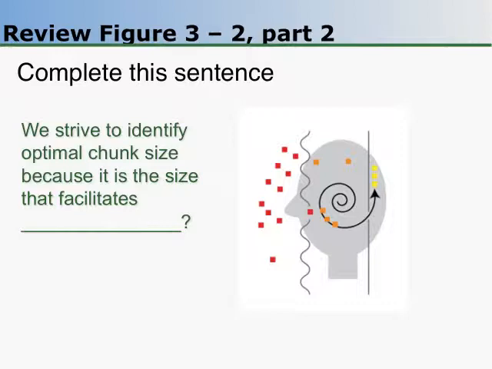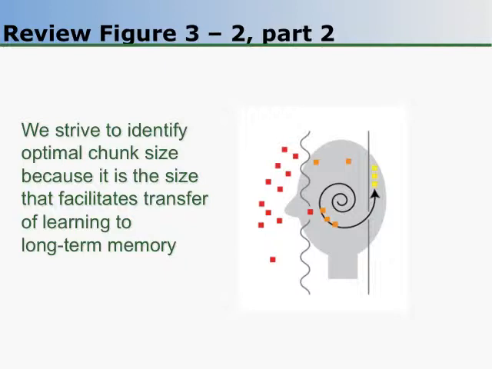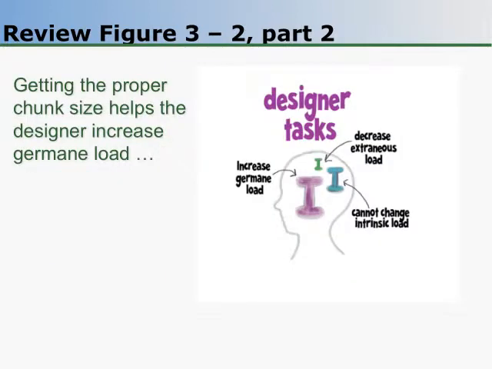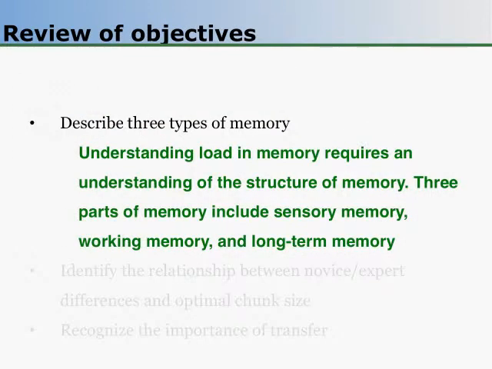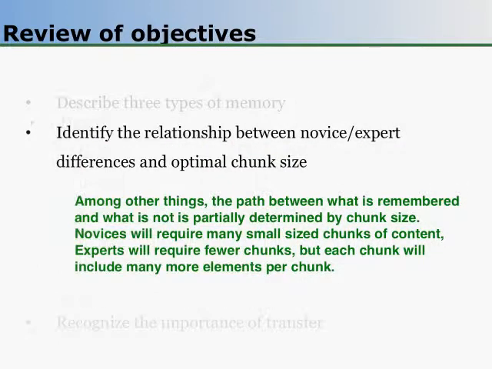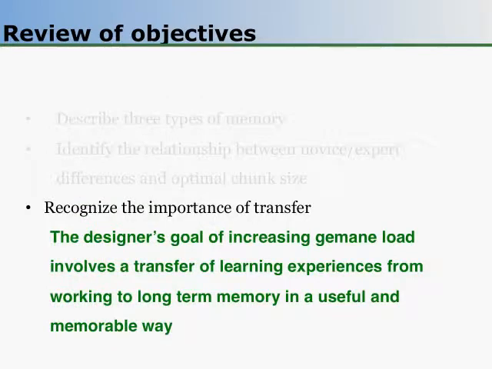So let's see what you've learned. Complete this sentence. We strive to identify optimal chunk size because it is the size that facilitates transfer of learning to long-term memory. Getting the proper chunk size helps the designer increase germane load, and it helps decrease extraneous load. So we've described 3 types of memory. We've identified a relationship between novice-expert differences and optimal chunk size. And we've recognized the importance of transfer.